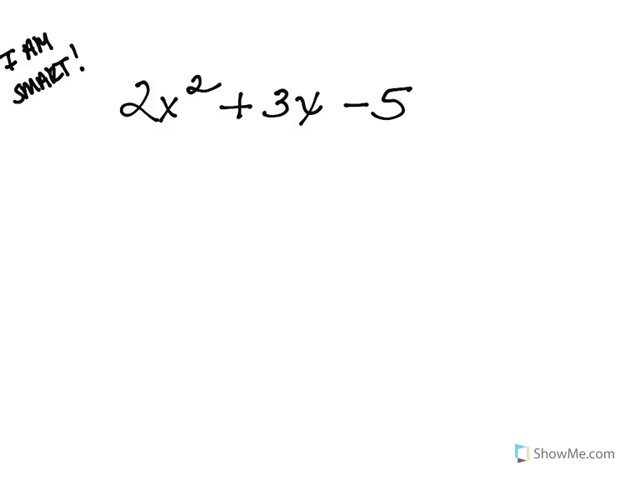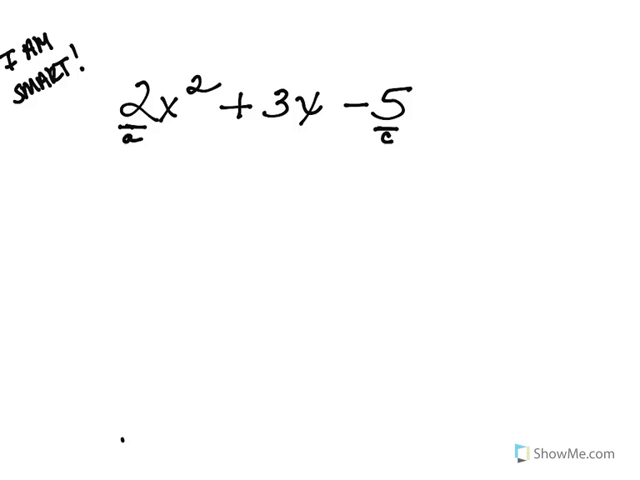Okay, so we have a trinomial here, three terms, 2x squared plus 3x minus 5. Because the a on the leading term is not 1, we're going to use the AC method, or the grouping method, to factor this problem. So this is your A, this is your C. So we call it the AC method.